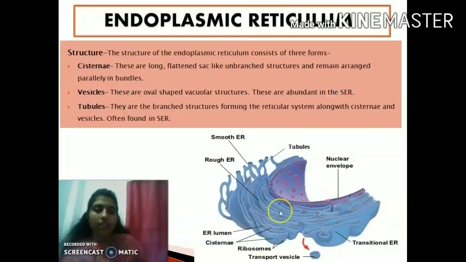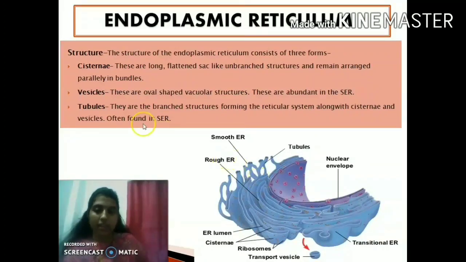Clear? Then the next part is termed vesicles. These are oval or globular in shape, some vacuolar structures. Can you see this one and this? Here you can see one vesicle is just on the verge of being formed, and here it is formed, right? These are oval shaped structures which are just formed or pinched off from the endoplasmic reticulum. These are generally present abundantly in the smooth endoplasmic reticulum.